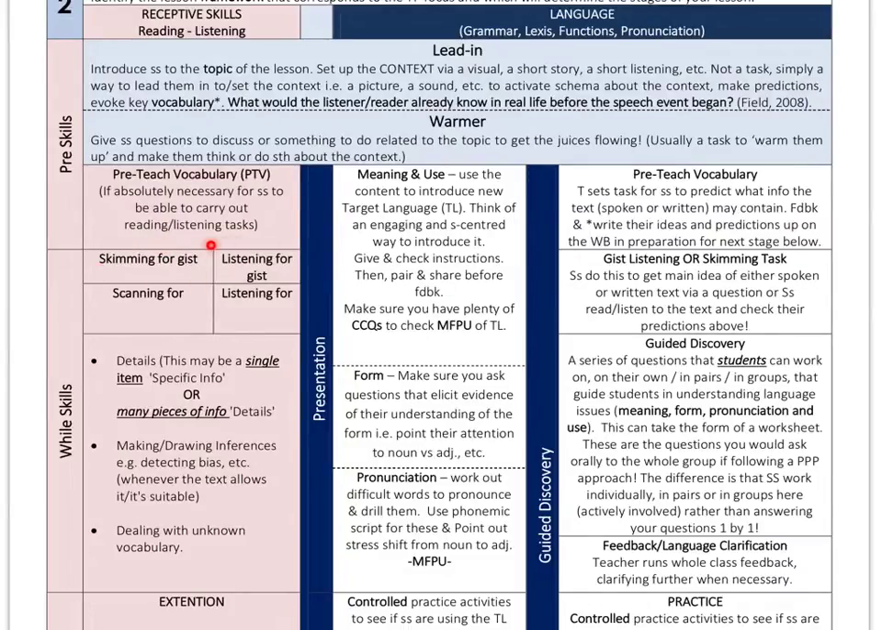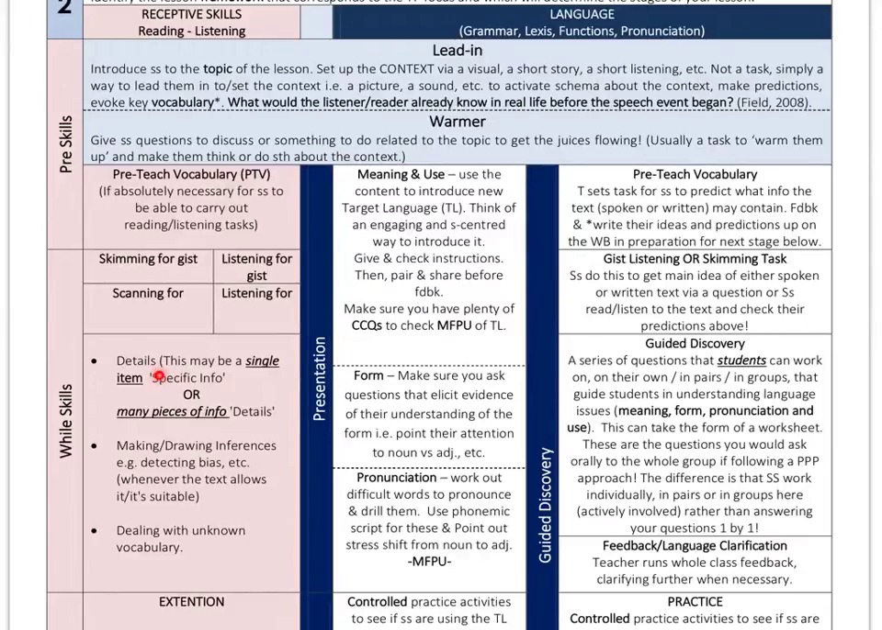We then have them pair and share together, pair and check, and then feedback before we move on to the next stage, which would be reading the same text or listening to the same text in more detail, and that would be scanning for details or listening for details. Now, here we can say details may be a single item, as in some literature it is talked about as specific information.